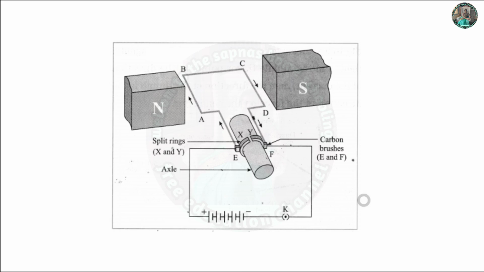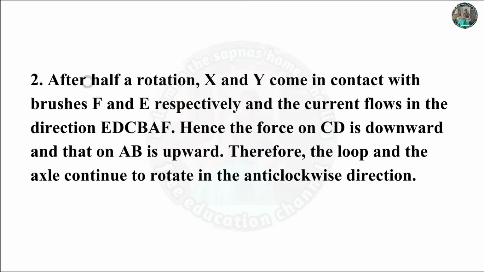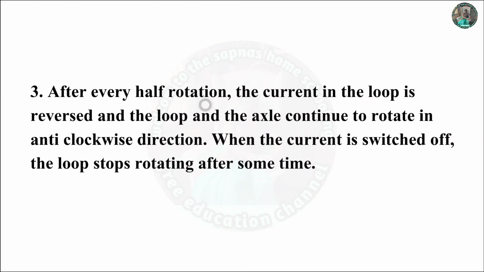Okay, draw this figure neatly. After half a rotation, X and Y come in contact with brushes F and E respectively, and the current flows in the direction E, D, C, B, A, F. Hence, the force on CD is downward and that on AB is upward. Therefore, the loop and the axle continue to rotate in the anti-clockwise direction. After every half rotation, the current in the loop is reversed and the loop and the axle continue to rotate in anti-clockwise direction. When the current is switched off, the loop stops rotating after some time.